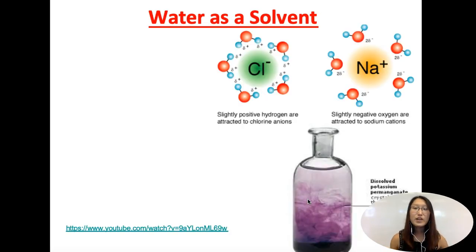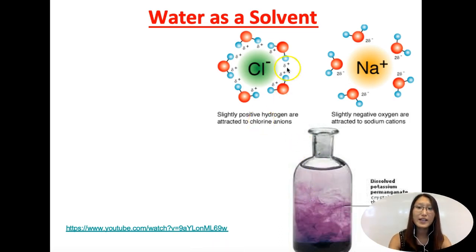Next, because water is polar, it's also a really good solvent. So how it works is that water having those partial positive and partial negative ends allows it to interact with other molecules and dissolve them and pull them apart, okay?